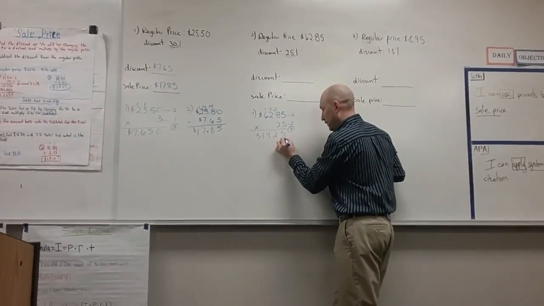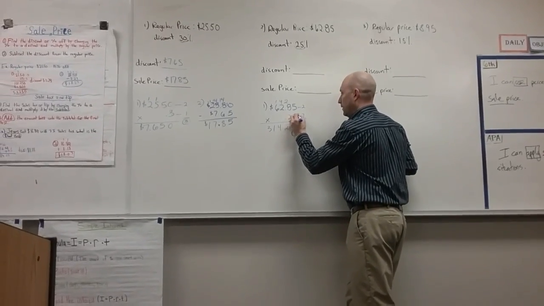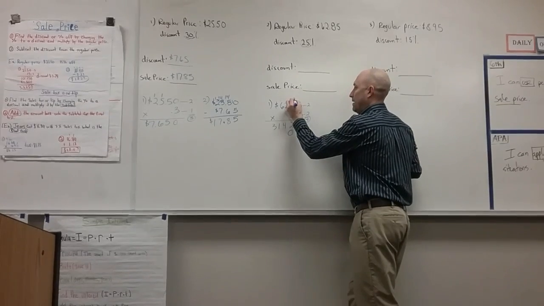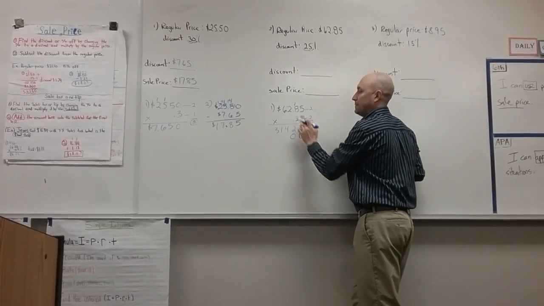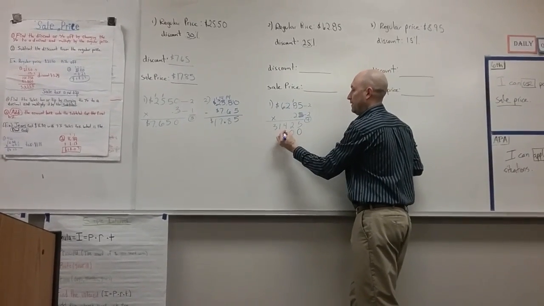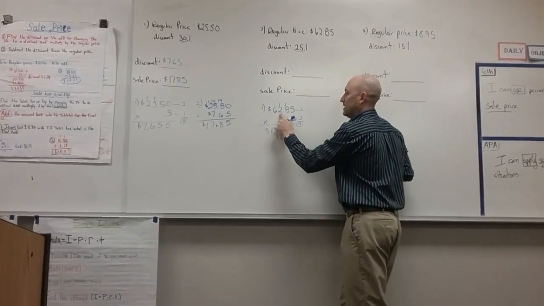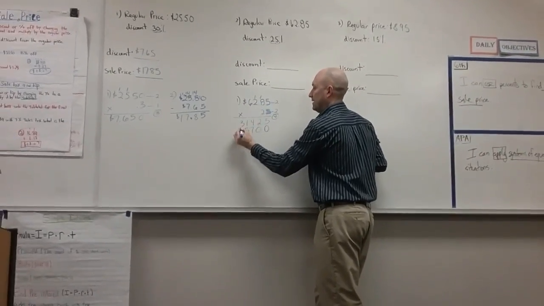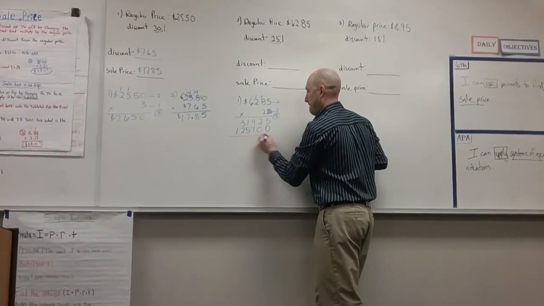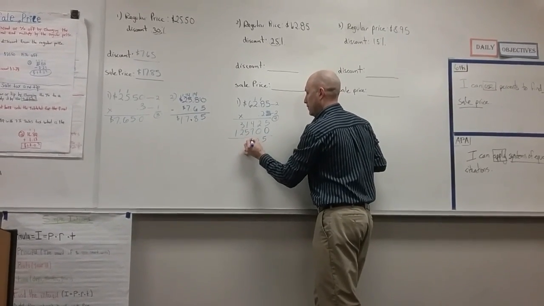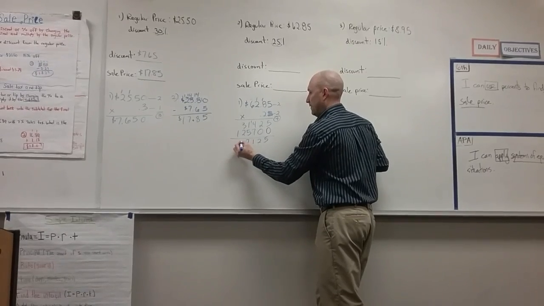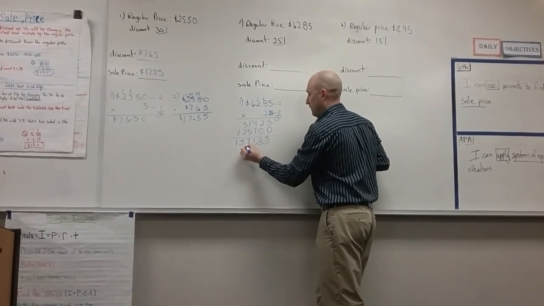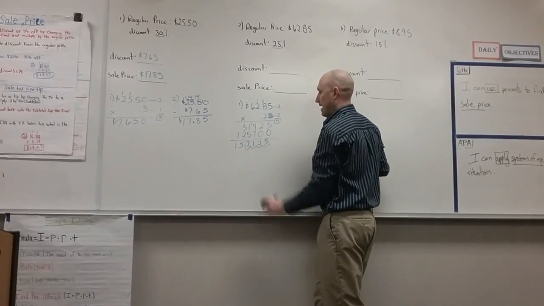I've used this placeholder and the 5. 5 times 2 is 10. Put my 0 down, carry the 1. 8 times 2 is 16, plus 1 is 17. 4 times 2 is 8, plus 1 is 9. And 2 times 6 is 12. 5, 2, 11, 7, 5, and 1. 1, 2, 3, 4. Decimal places go back in.